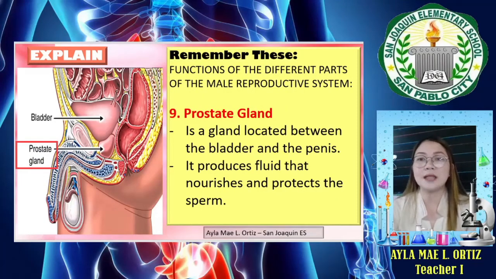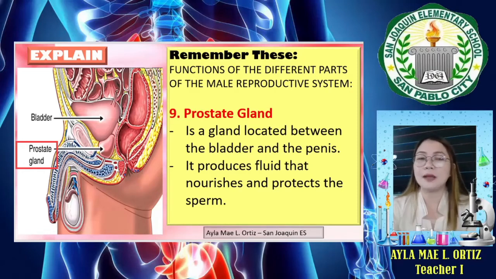Okay, next, class, is the prostate gland. So the prostate gland is located between the bladder and the penis. So it produces fluid that nourishes and protects the sperm. So the prostate is a walnut-sized gland located between the bladder and the penis. So the prostate is just in front of the rectum. So the urethra runs through the center of the prostate from the bladder to the penis, letting the urine flow out of the body. So class, those are the common parts and function of the male reproductive system.